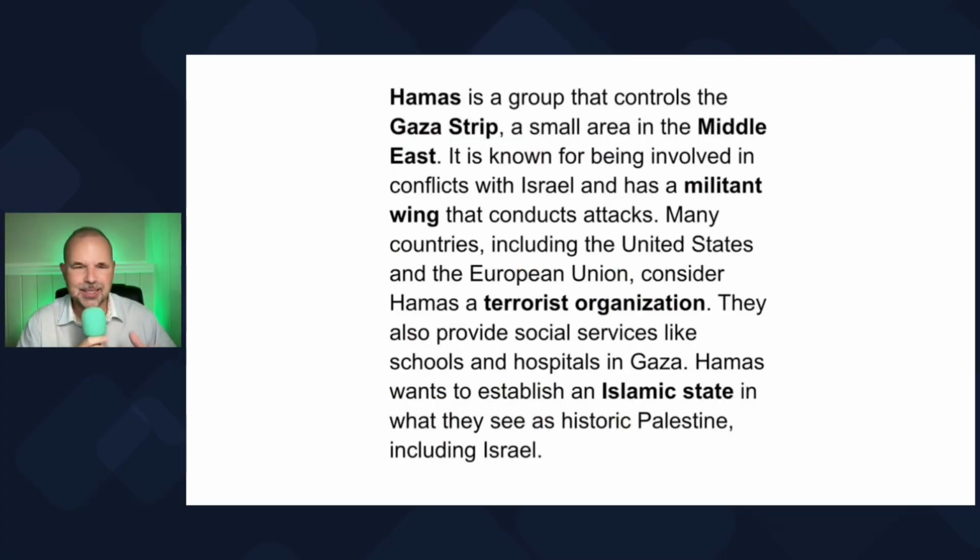One thing we should probably discuss at the beginning is what is Hamas in simple English. Hamas is a group that controls the Gaza Strip, a small area in the Middle East. It is known for being involved in conflicts with Israel and has a militant wing that conducts attacks. Many countries, including the United States and the European Union, consider Hamas a terrorist organization. They also provide social services like schools and hospitals in Gaza. Hamas wants to establish an Islamic State in what they see as historic Palestine, including Israel.